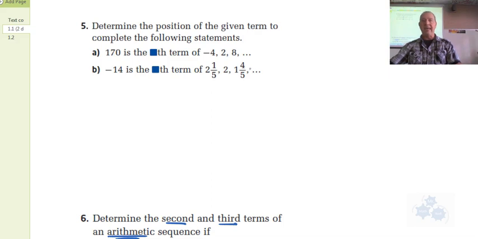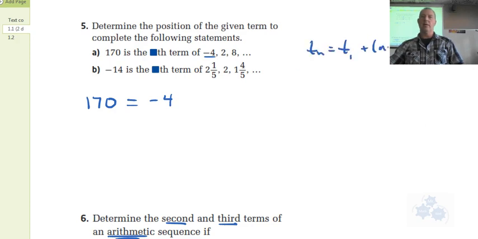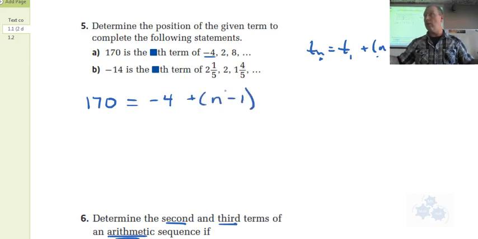So for A, 170 is going to be the term over here on the left side. That's T of something. That's one of the terms in the sequence. So we know what T of 1 is. It's -4. So remember, T of n equals T1 plus n minus 1 times D. That's what we're going for. 170 is the term in question. We don't know what the n is though. So that's why we have to leave this n as unknown.